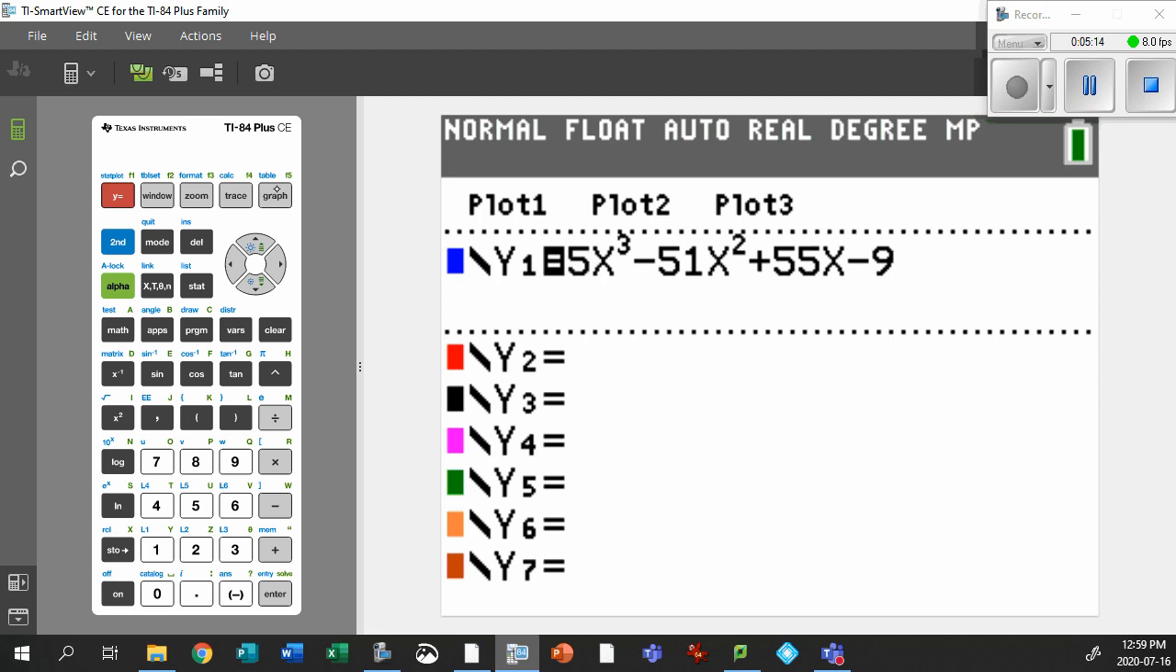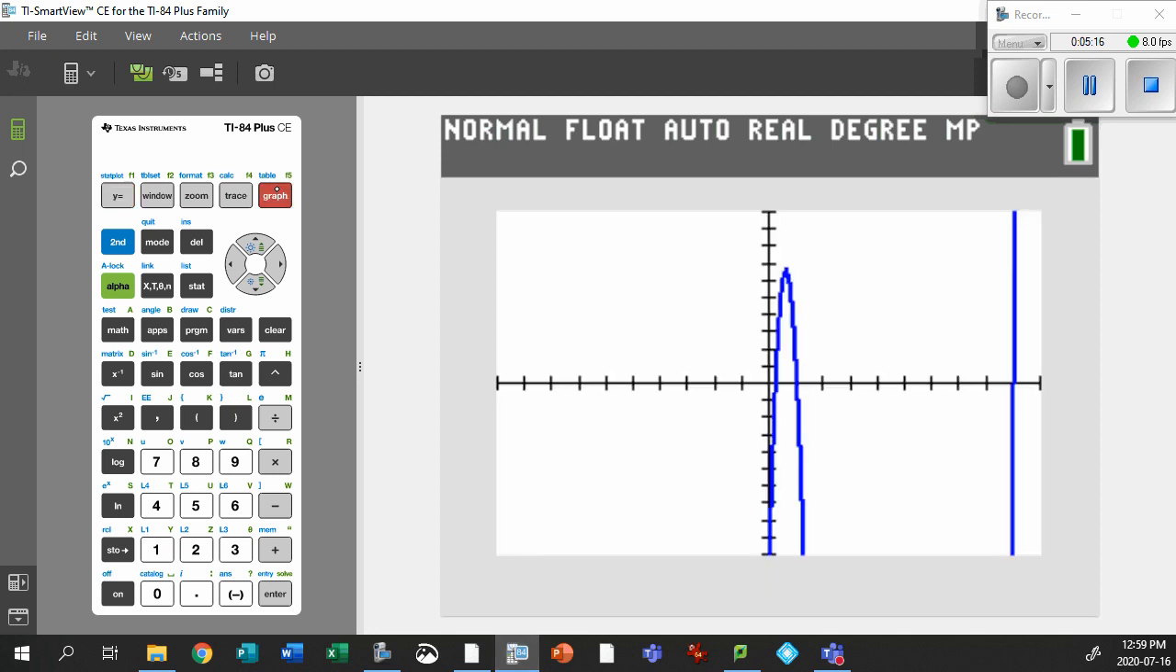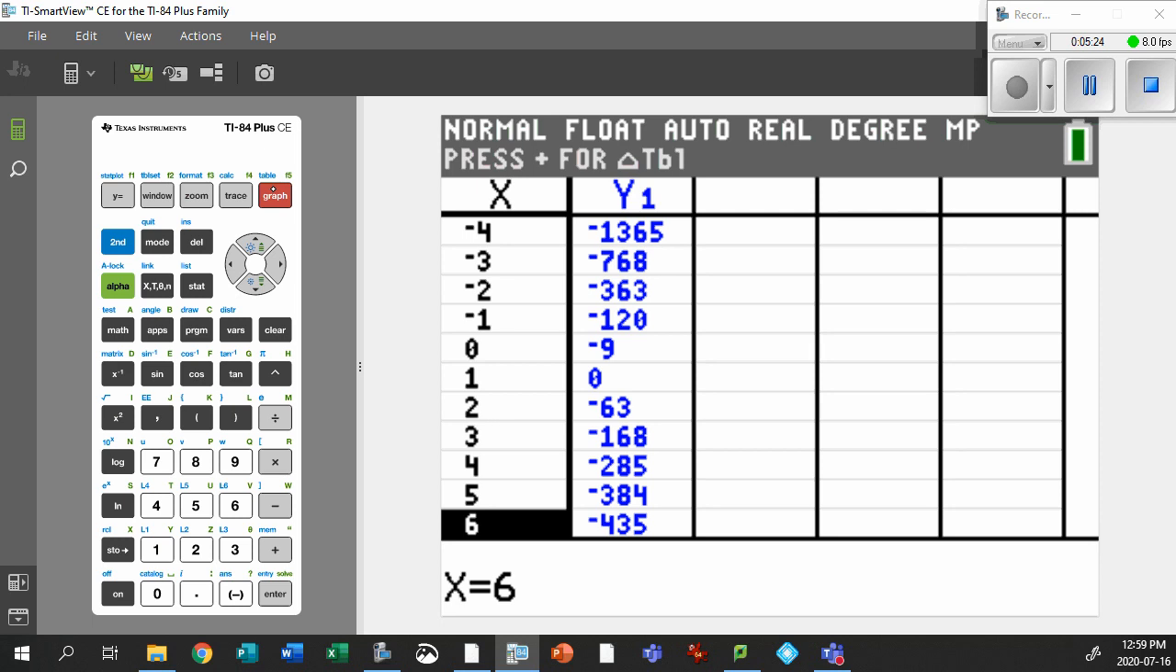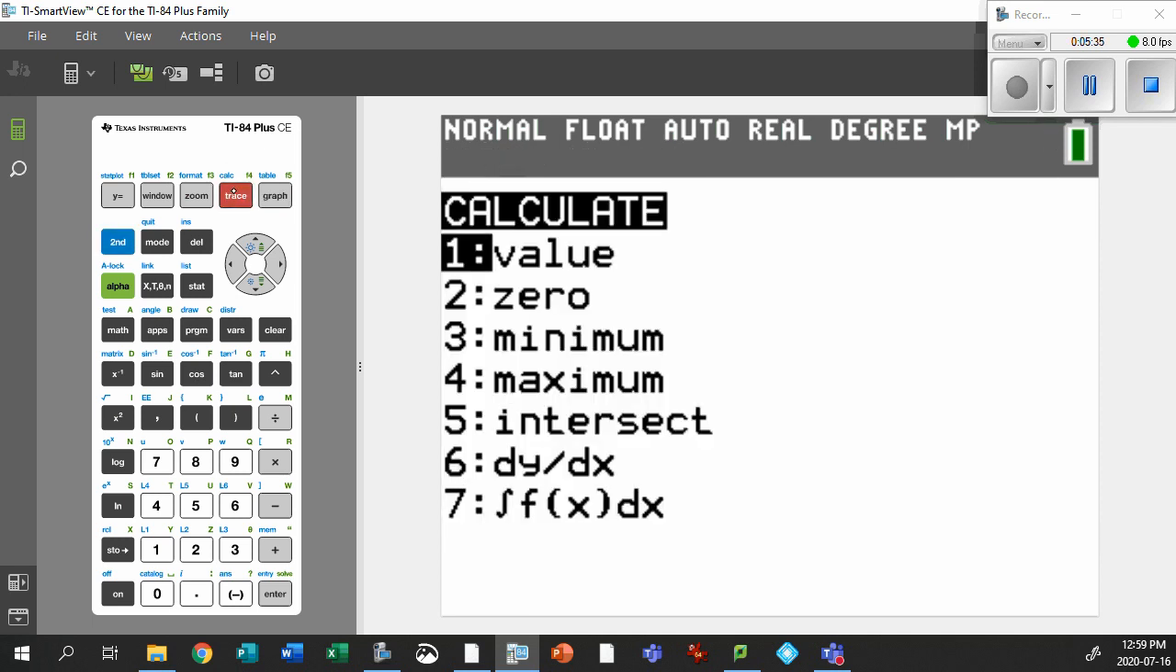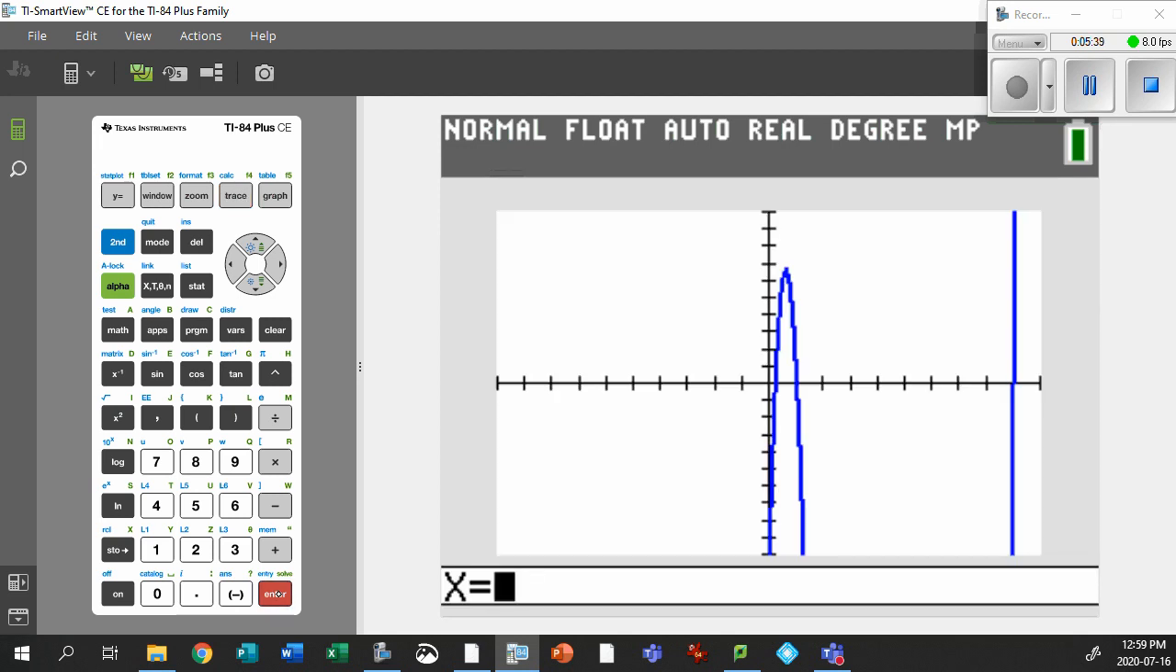I'm going to hit graph. I'm going to get some sort of funky thing that looks like that, we don't even know what that means yet. But check this out. Normally, if I used a table, it would give me something like that. But if you noticed, your table doesn't do 1/5. It doesn't do rational numbers very well. But here's something you can try. You can go second calc, and look what you got here. You've got value. And it says, what's your x value? I want to try 1/5.